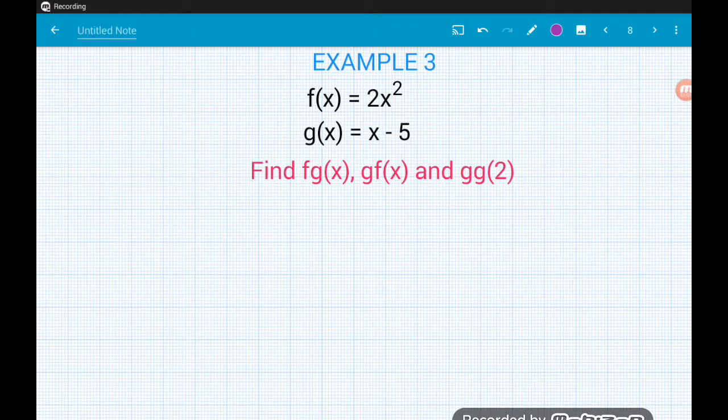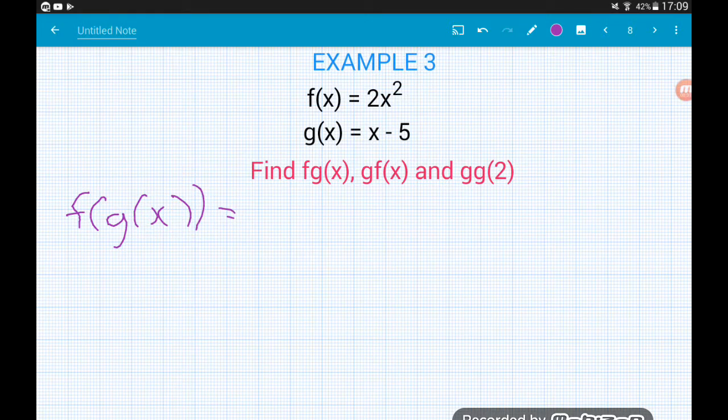Okay, so for these final two examples, I'm going to be writing out the question as we go. It's probably a good idea to see the workings come out as the question unfolds. So f of x equals 2x squared, g of x equals x minus 5. Find f g of x, g f of x, and g g of 2. So let's get to work. Let's find f g of x. Let's think of it with the brackets in there. So f of g of x.